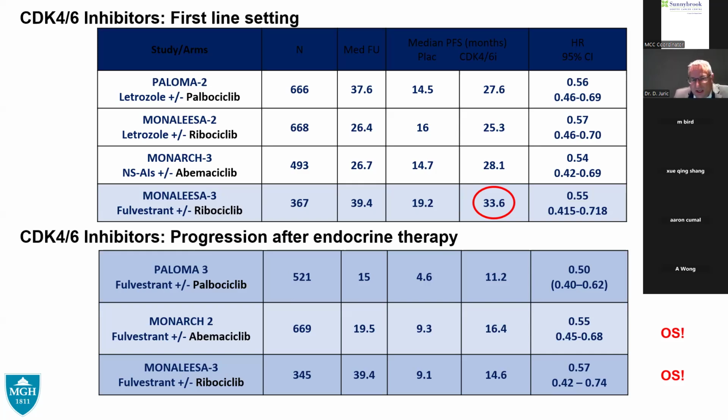As you know, the first of those was PALOMA-2. Then you have MONALEESA-2, 3, and 7. You have 2 MONARCH trials. What these have shown is that you can control the disease in a way that's essentially unprecedented. When I was a fellow, we would quote overall survival of metastatic breast cancer somewhere on the order of 3, maybe 4 years. And now, as you can see in MONALEESA-3 for Western patients, ribociclib in the frontline setting, just that one therapy gives you 34, almost 34 months.